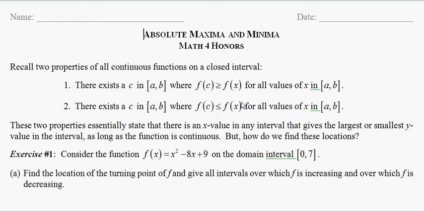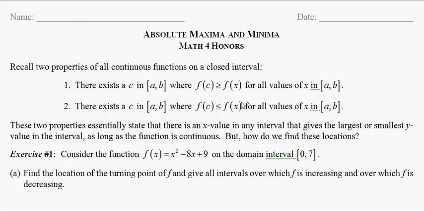In earlier lessons, we saw a theorem called the absolute maximum theorem, which said for all continuous functions on a closed interval, there exists some x value, we'll call it c, where the y value, f of c, is greater than or equal to the y values for all other y values in the interval. And likewise, there exists some x value, let's call it c again, where the y value is less than or equal to all other y values in the interval.